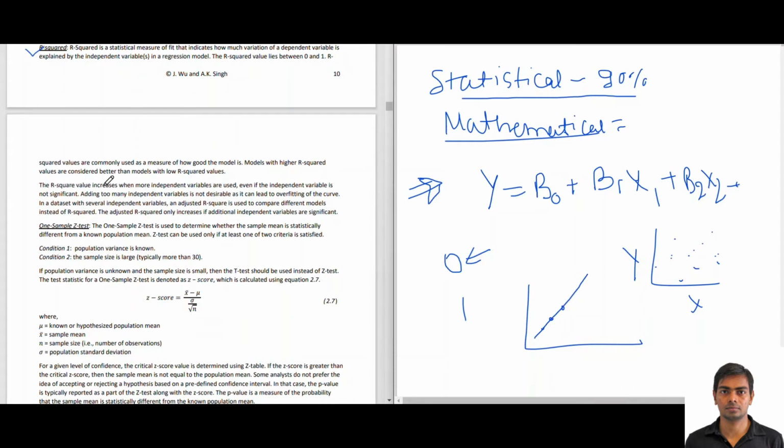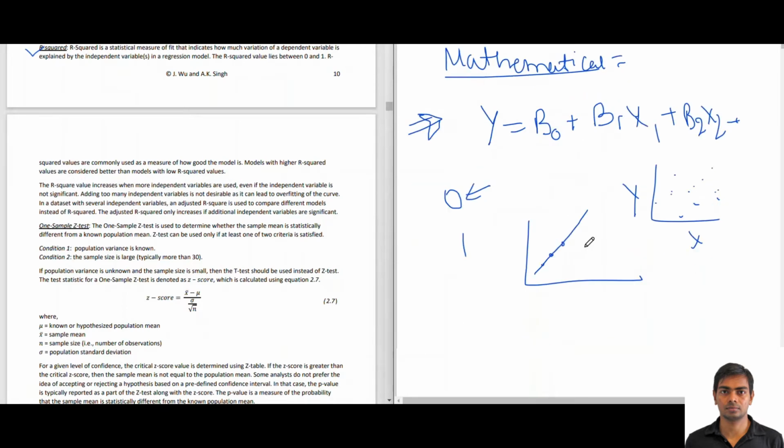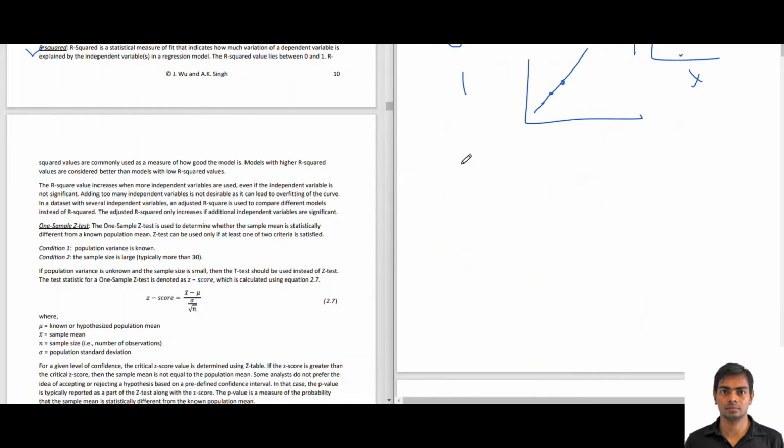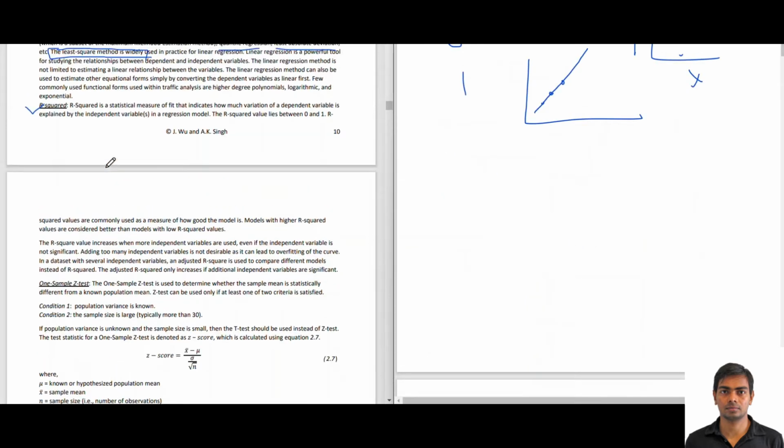R square value increases when more independent variables are used. Another important thing about R square is we can improve our R square, which is a measure of how good our model is. So R square is a measure of how good our model is. If it's closer to 1, then our model is better.